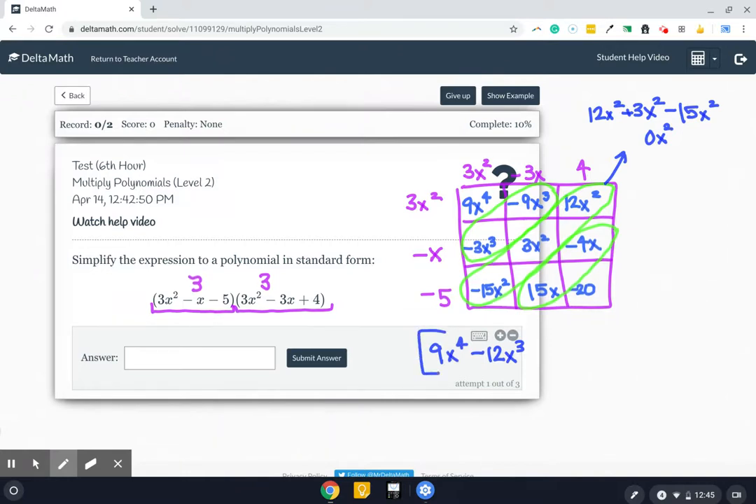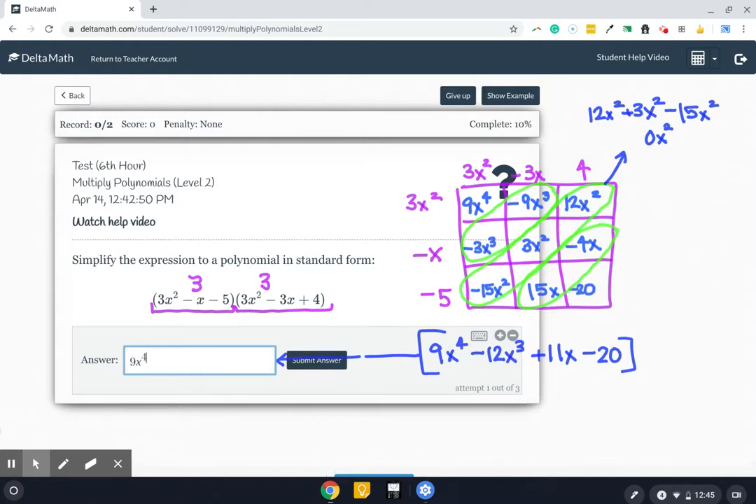I'm going to come down here. I've got 11x's, and I've got a minus 20 to kind of seal the deal. And that answer should go in this box. So let's get it typed. Let's get it checked. Let's hopefully see that we rocked our Delta math.